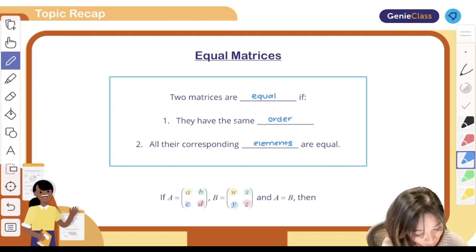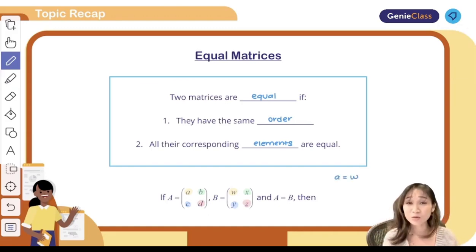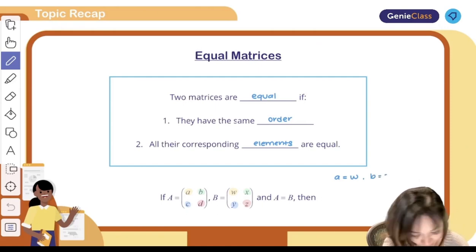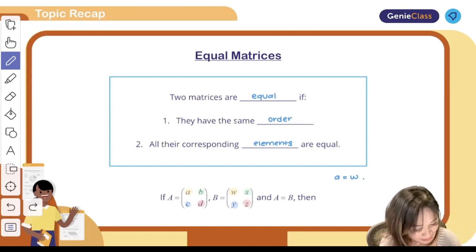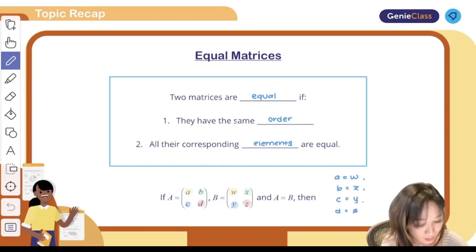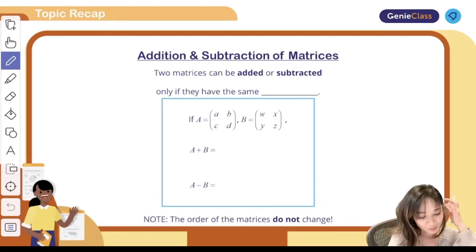So if matrix A equals matrix B, then A equals W, B equals X, C equals Y, and D equals Z. Glad to see that all of you are familiar.